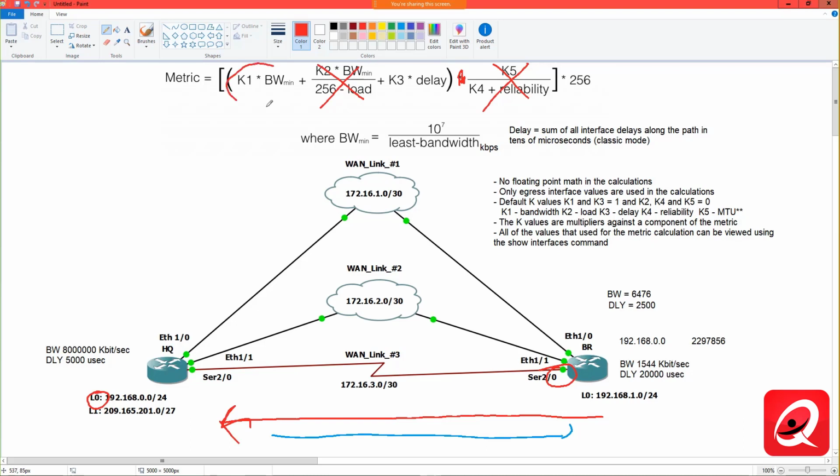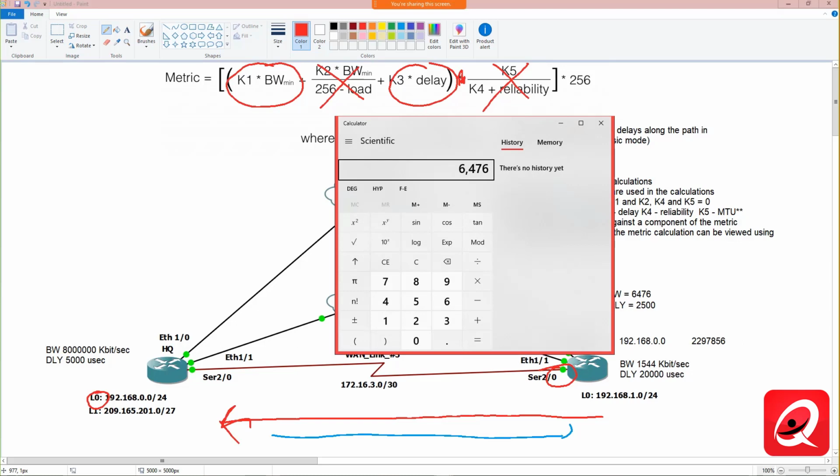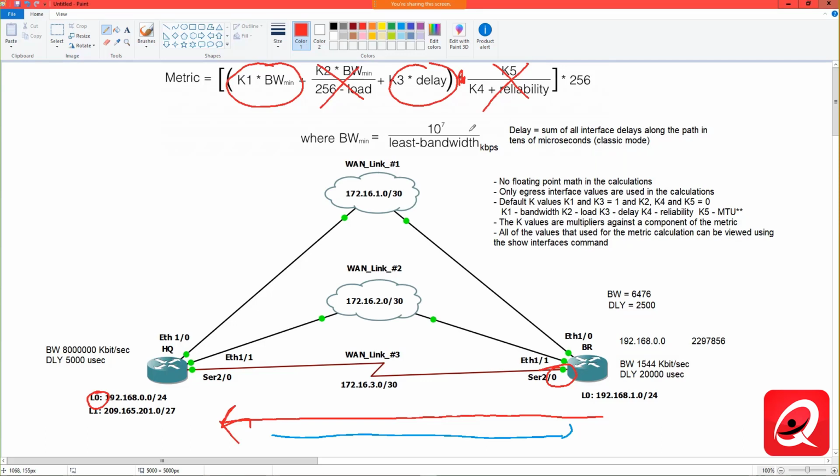Our formula ends up being 1 times the bandwidth, 1 times the delay, times 256. So if I take 6476, and I add 2,500, and I multiply that times 256, I get 2297856. Simple enough, right? As long as you follow the basic rules, you're going to get the right calculation every single time. So one might ask then, and we're going to see more about this when we get into the traffic engineering section, one might ask then, well, how do I influence that path metric, right?